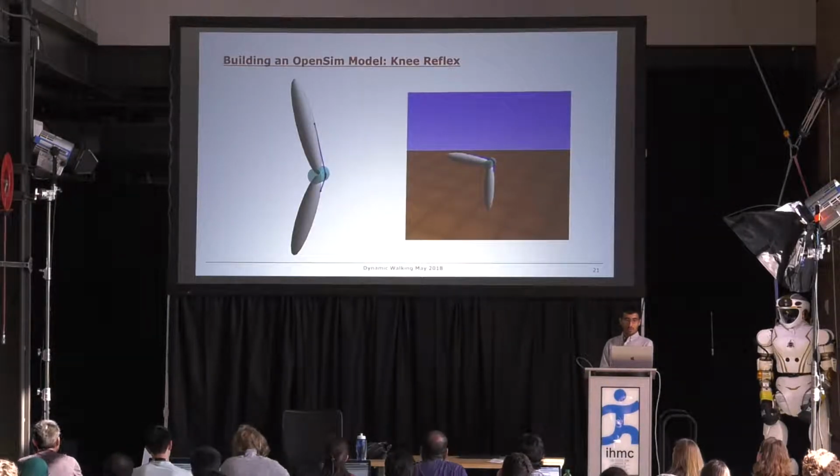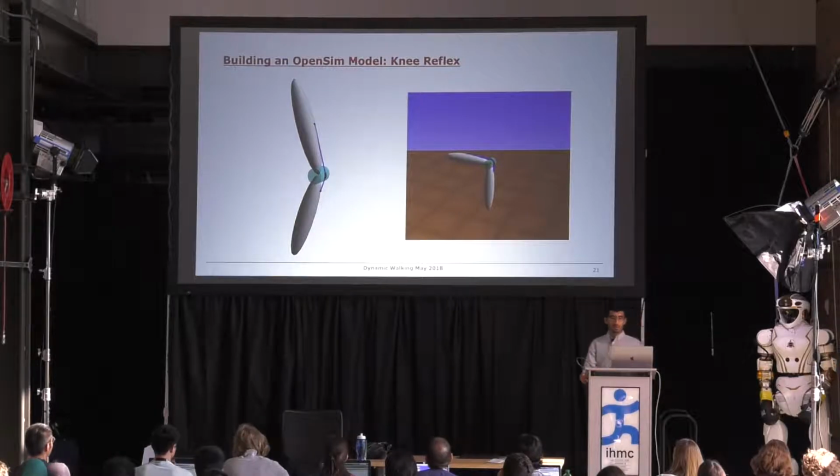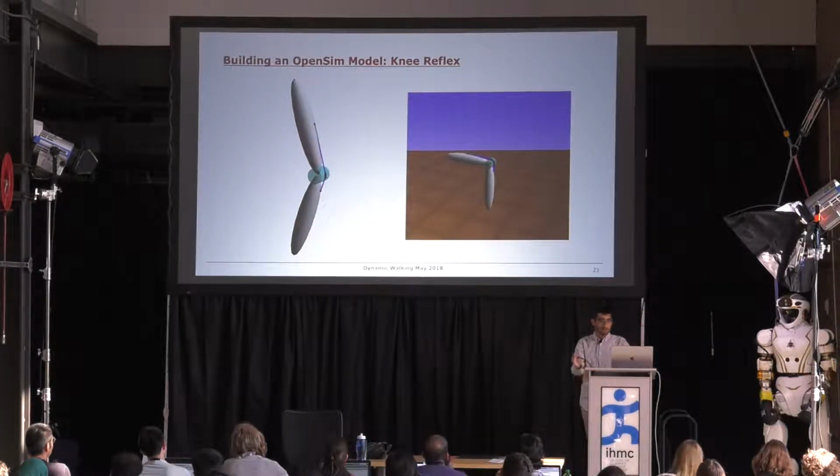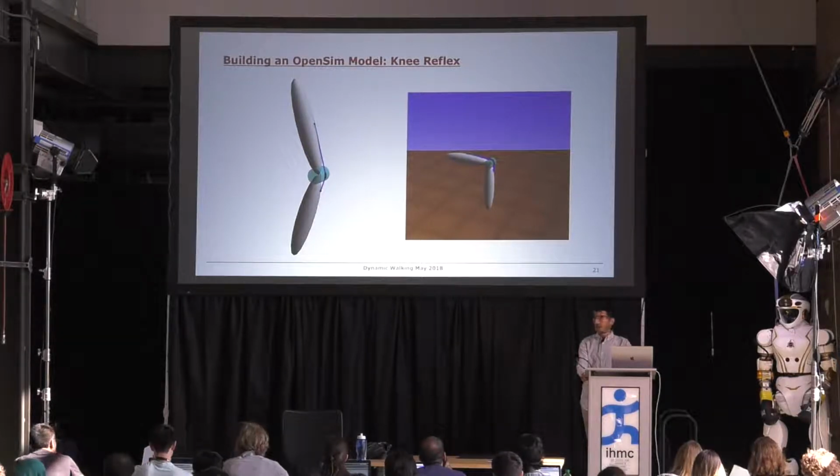Okay, so the model we'll build from scratch is a single leg, just one muscle, and we'll use it to simulate a knee-jerk reflex. And as I mentioned earlier, throughout this part, if you have questions, just raise your hand, and one of the helpers will come in and help you.